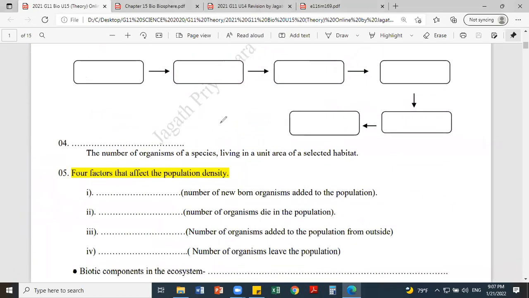This is a bit important. I think they haven't given this in the teacher's guide, or I thought this was called biome, actually. I don't know whether it's given in the textbook, but anyway I have given it here: the number of organisms of a species living in a unit area of a selected habitat. Actually that is called population density. In a unit area, what is this called? Population density. Not the biome, population density. Please write that, population density. Number 4, the blank: population density. Please come to the blank, I'll write the answer. Population density.